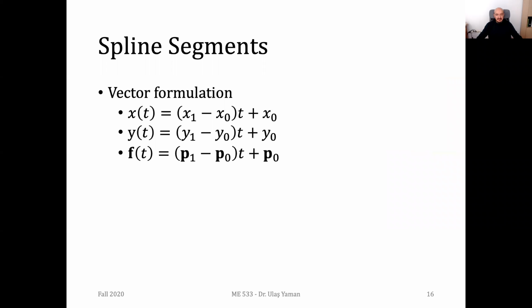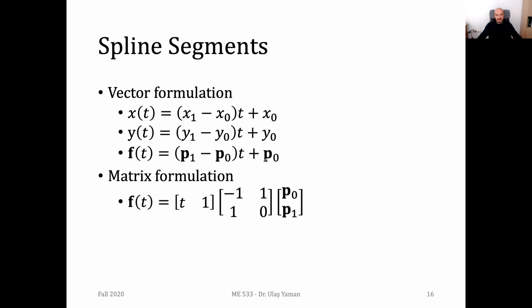Yes, this is the vector formulation. The same equation, the same relationship, is represented in a different form, in vector form. Any point on the curve is represented with the difference between the start and end points times the parameter, plus the starting point. We can also do it in matrix form.